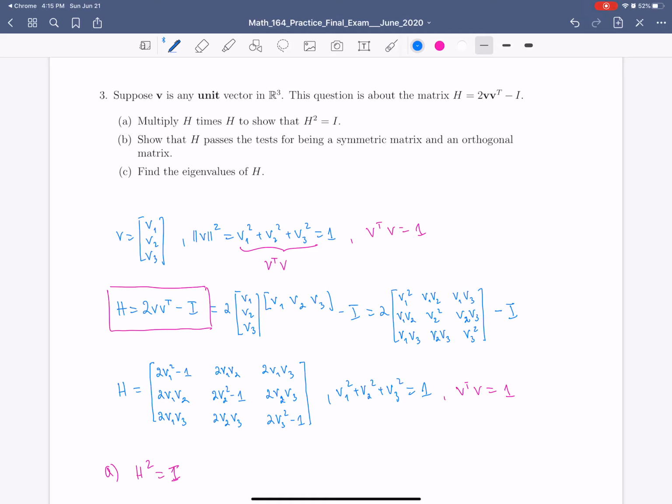Now part C, find the eigenvalues of H. Now, this is really interesting because you're not seeing the matrix H. In fact, you understand that there are infinitely many matrices H that are symmetric and orthogonal and of this form. You take any vector in R3, take any vector, normalize it, so get the vector that is in the same direction but of unit length, and you get yourself a symmetric orthogonal matrix. So then how do we find the eigenvalues of the matrix? This is the truly interesting part.